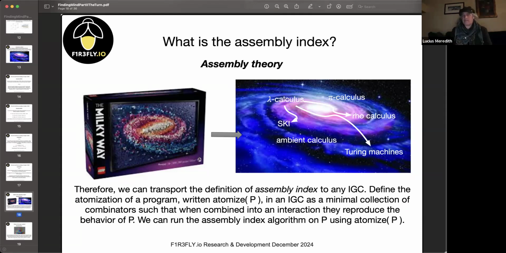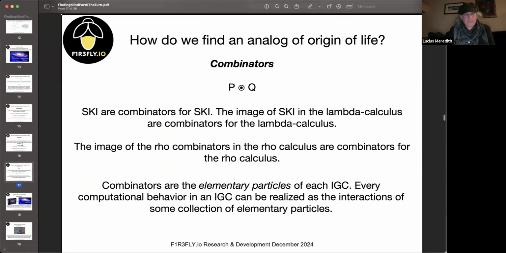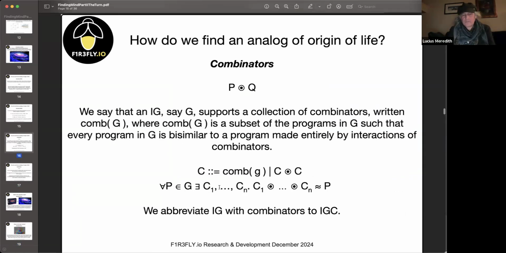Now we can run the assembly index algorithm on the atomization of P. We grab two combinators, we put them in interaction, we form a new gadget, we put that back in the pool, and rinse and repeat until we have reproduced P. And the shortest path to do that is the assembly index. That's it. That recapitulates the assembly index in the category of GSLTs. I should point out that in this definition, this collection may not be unique. So that's why we might have lots of different paths to assemble P.